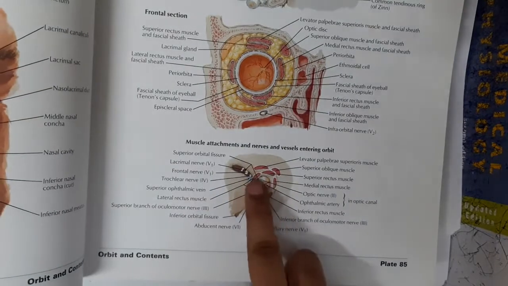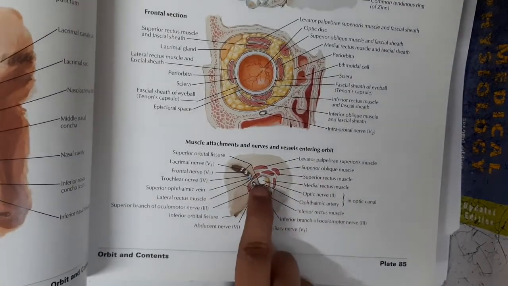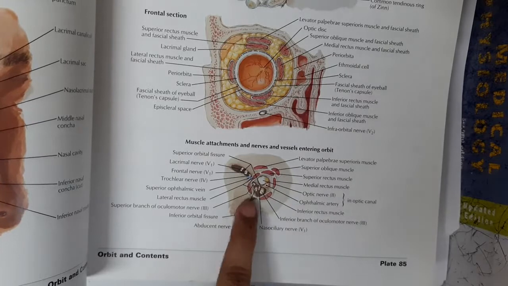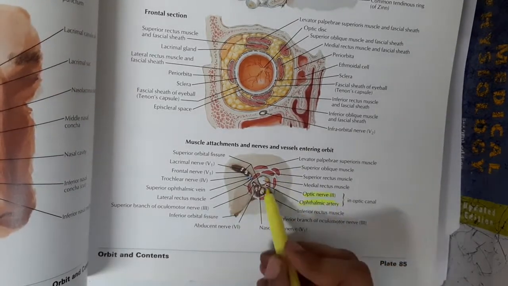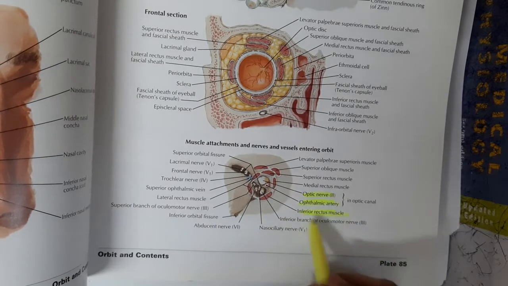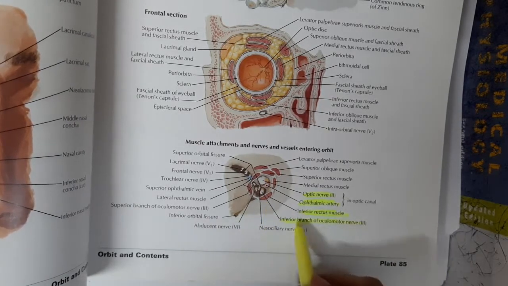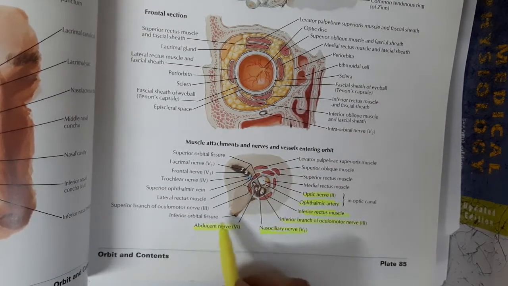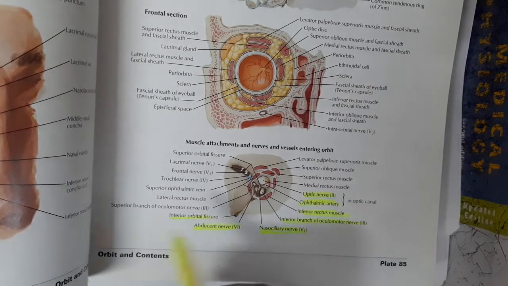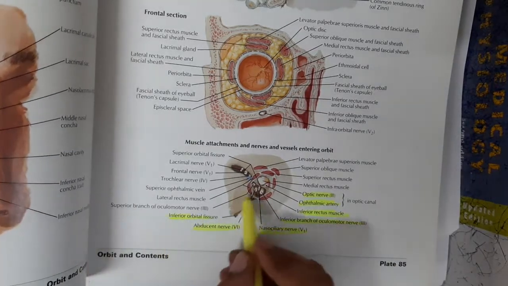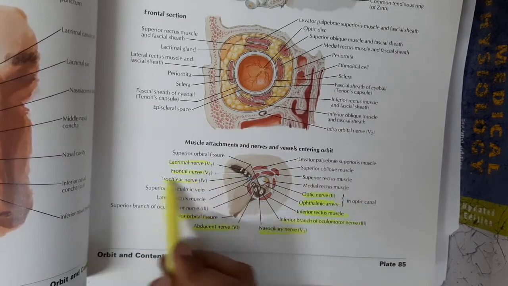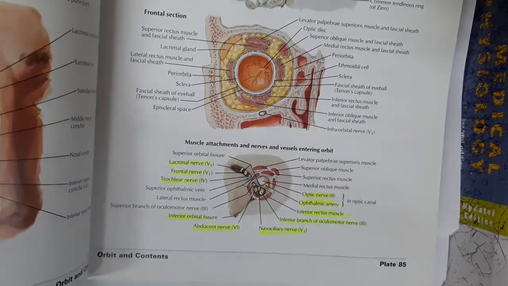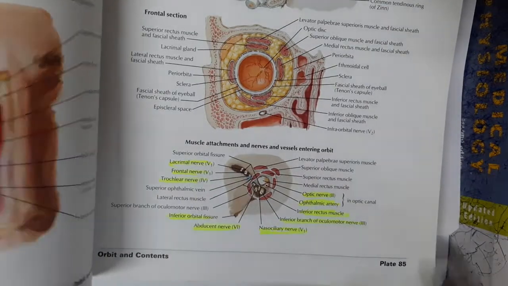These are the nerves which are contents of the orbit. This is the optic nerve, and the ophthalmic artery is seen. This is the inferior rectus muscle. This is the inferior branch of the oculomotor nerve, the nasociliary nerve, the abducent nerve, and you will see the infraorbital fissure. Through that, the infraorbital artery and nerve will go. All these, even the lacrimal nerve, frontal nerve, and trochlear nerve, are actually the contents of the orbit. Okay, next.